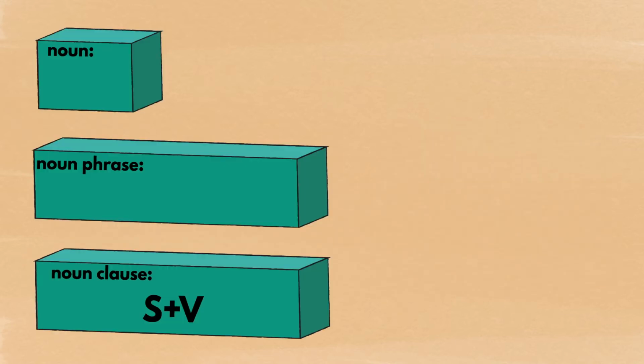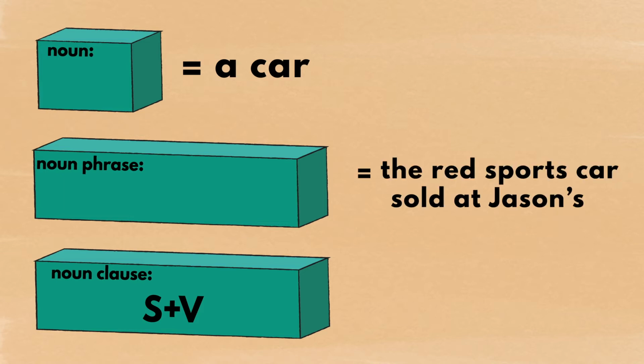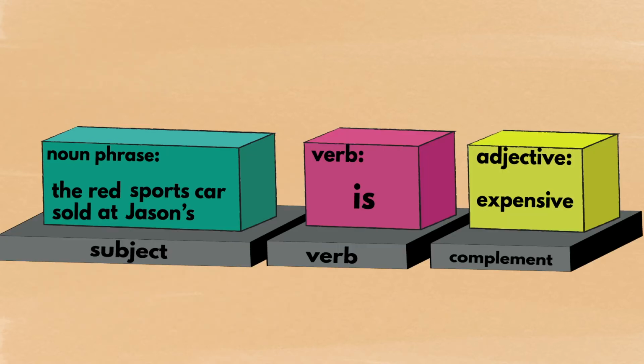There are 3 dimensions to the noun: noun, noun phrase, and noun clause. When one word acts as a noun, it is called a noun. When more than one word groups together around the noun and appears in positions that nouns appear, these words are called a noun phrase. For instance, in the following sentence, the red sports car sold at Jason's is a noun phrase. Though there's an adjective and a preposition in the phrase, they all group together around the noun car, and they appear in the subject's position, where only nouns can appear. Hence, they're called a noun phrase.